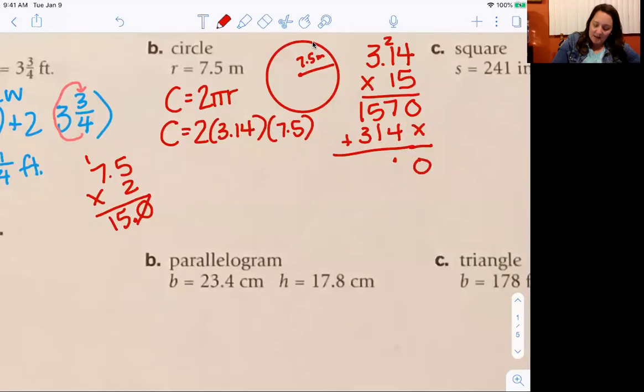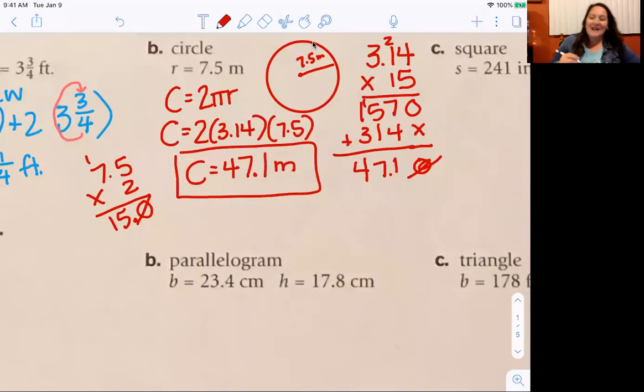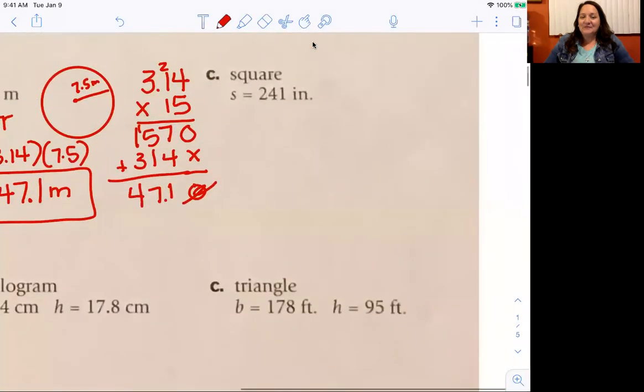When I bring down, we get 47.1 because we don't need that 0 on the end. So circumference equals 47.1 meters. They kind of try to trick us, right? Perimeter is actually circumference. Letter C. Actually, do letter C. Pause and do letter C and come back to see what you get.